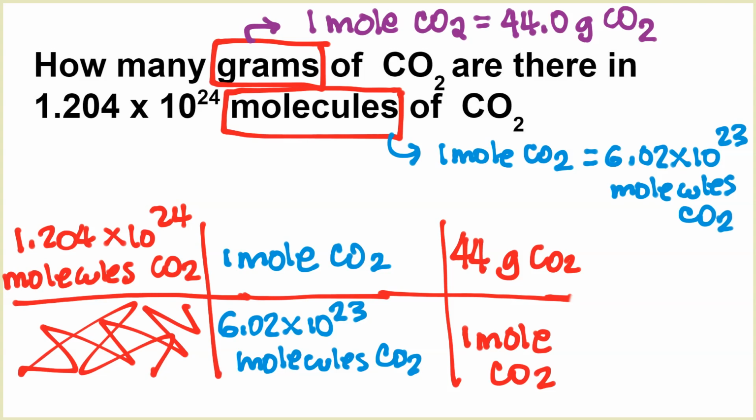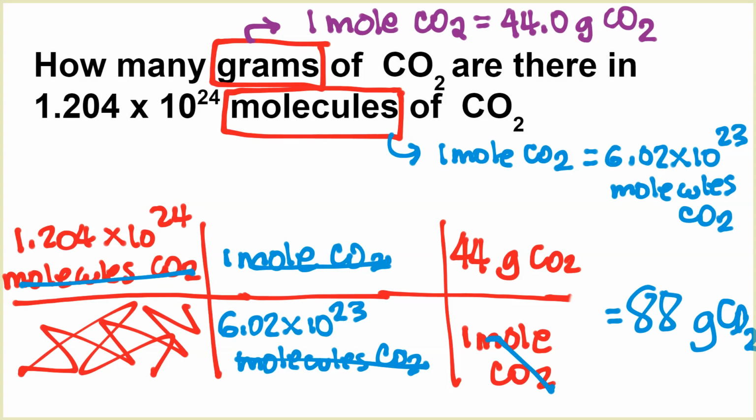What will be the final unit first? Let's see. The molecule CO2 here cancels out this one. The mole CO2 here cancels out this one. So you're left with grams of CO2. If you put this in a calculator and you do this correctly, the answer will be 88 grams of CO2.